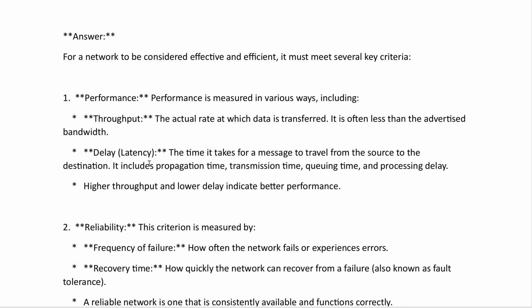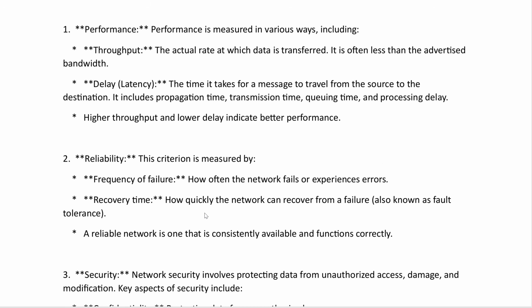The second performance metric is delay or latency. Delay or latency is the time it takes for a message to travel from source to destination. It includes propagation time, transmission time, queuing time, and processing delay. Higher throughput and lower delay indicate better performance.